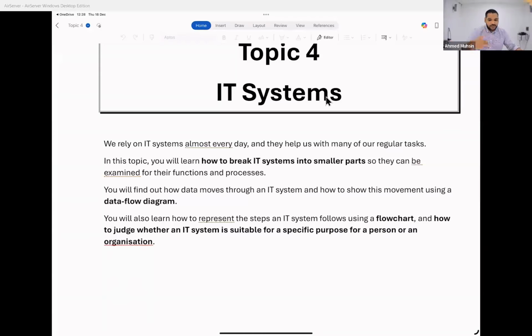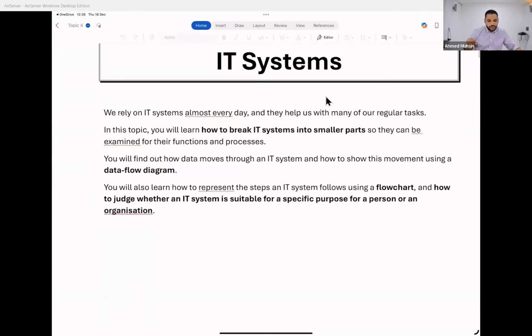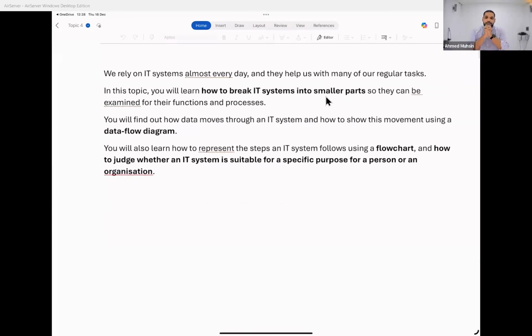All right. So guys, can you all read it? You will find out how data moves through an IT system and how to show this movement using some diagrams. Okay, how does an IT system work? You all are going to use 2 diagrams to show it: a data flow diagram and another one called a flow chart. Okay, right. So then guys, can you all read the last one? You will also learn how to represent an IT system using a flow chart and data flow diagram, and how to judge whether an IT system is suitable for a specific purpose.